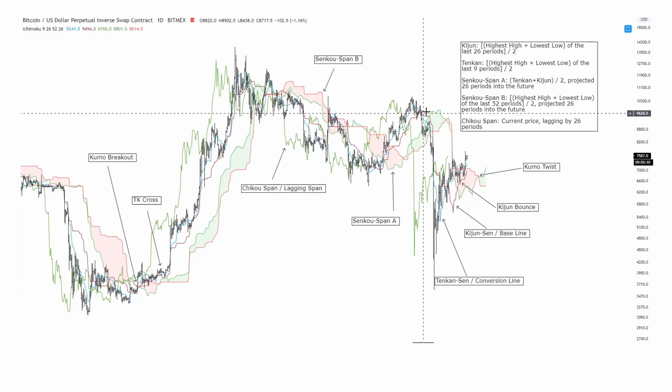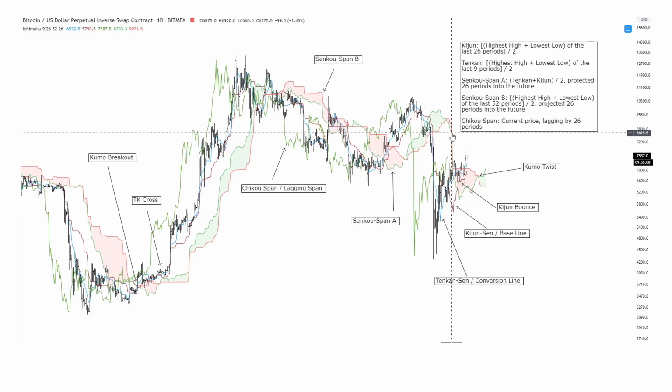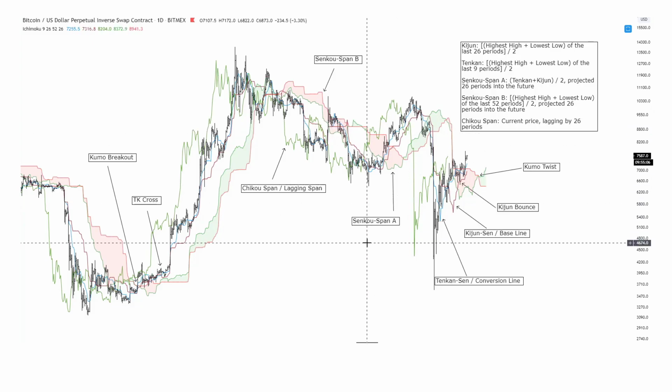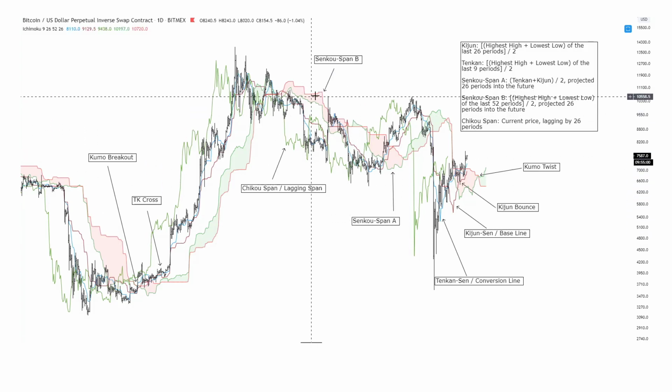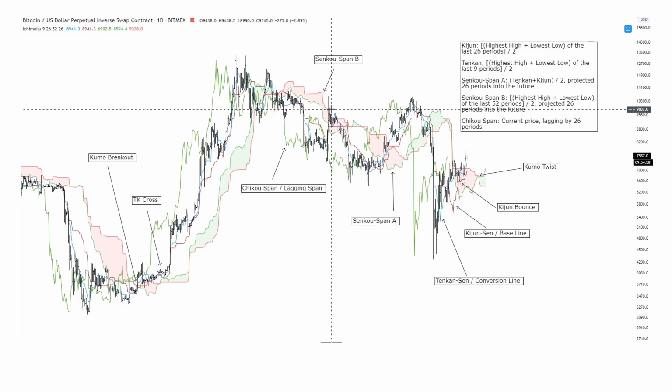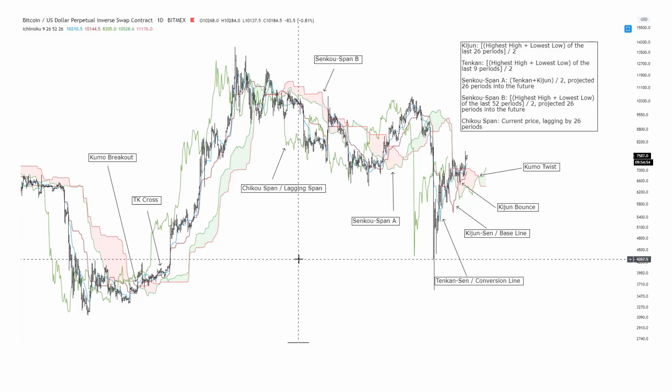The Chiku Span A, this green line, is the average of the Kijin and the Tenkin, and this value is then projected 26 periods into the future. The Chiku Span B, this red line here, is calculated by taking the highest high and the lowest low of the last 52 periods, and this value is then projected 26 periods into the future.